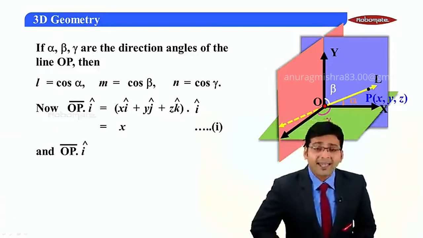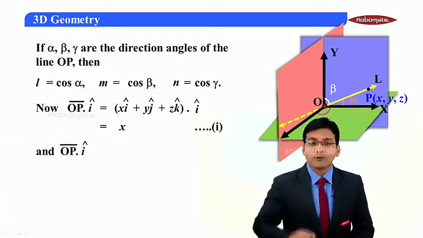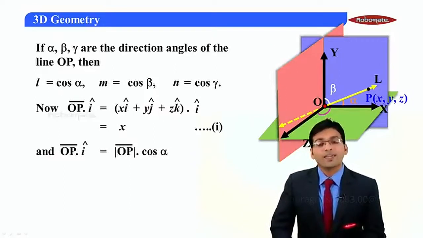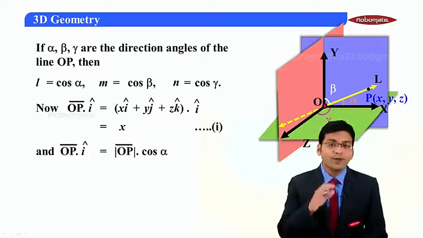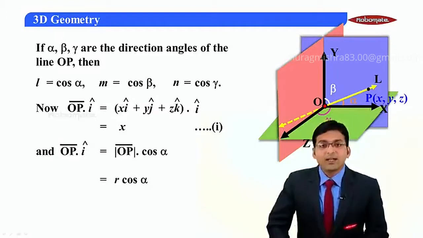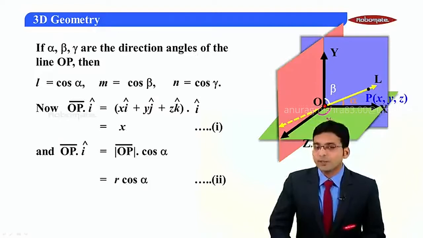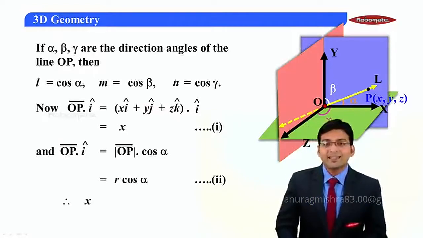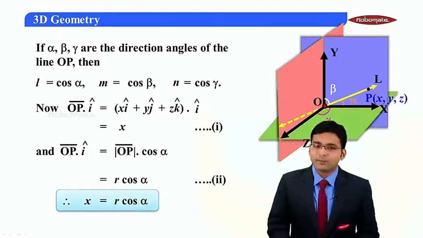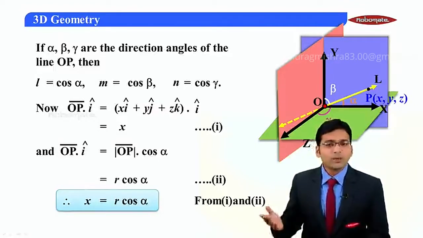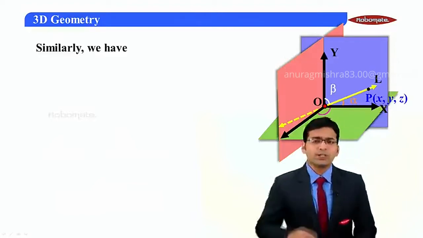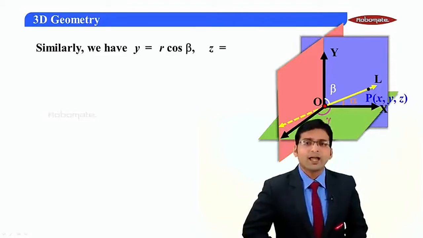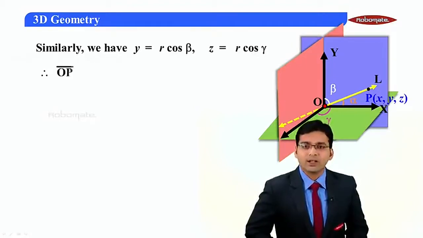OP bar dot i cap can be obtained using the basic definition of dot product, that is magnitude of OP bar, magnitude of i cap, that is 1, into cos of alpha. So here we get r cos alpha. Let us call this statement 2. Now students, if we look at 1 and 2, we can say x is equal to r cos alpha. Right? Now this is obtained from 1 and 2. Now students, similarly we can calculate y as r cos beta and z as r cos gamma.